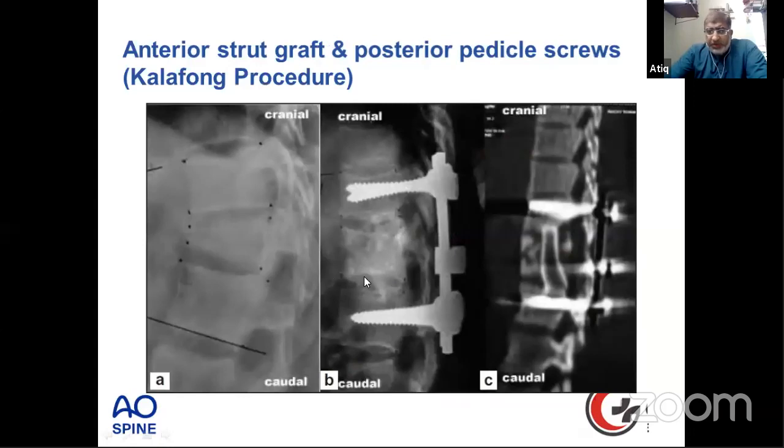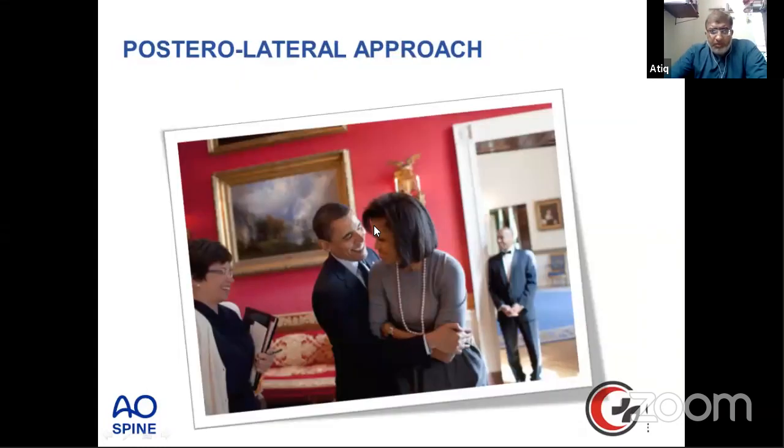and do the anterior decompression and cage, and then turn the patient around and go posteriorly and do the transpedicular screw fixation, and that is called the Calafong procedure.